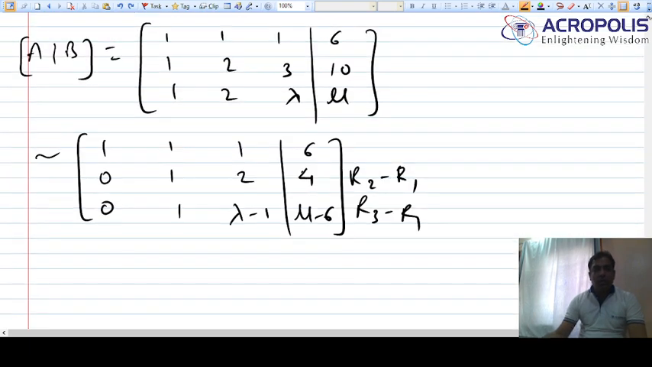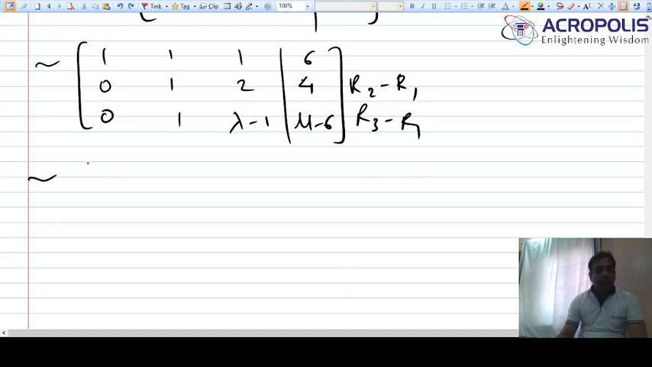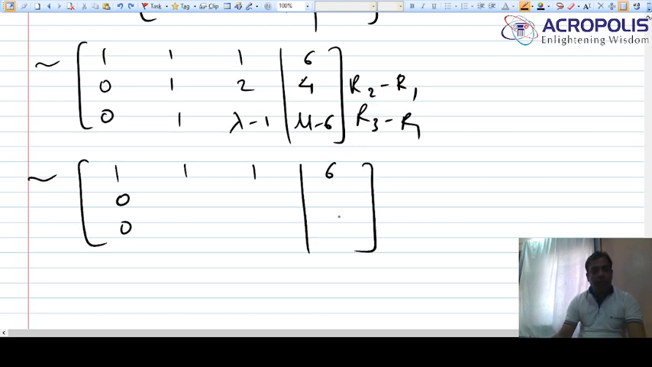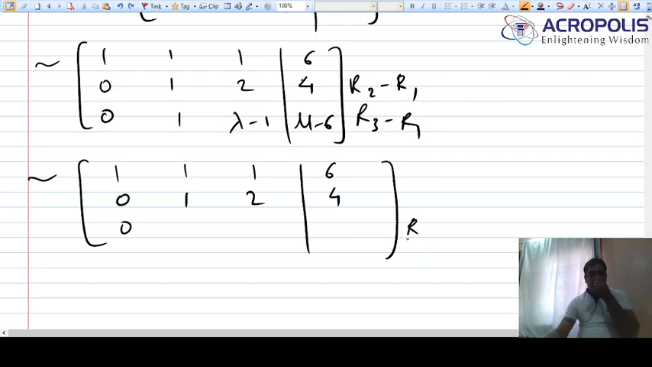Again, this first row remains as it is. The second row will be as it is. We need to make 0 here. For this we will apply the operation R3 minus R2. This will become 0. This is lambda minus 3 and this will be mu minus 10. And this is the simplest form we obtain.